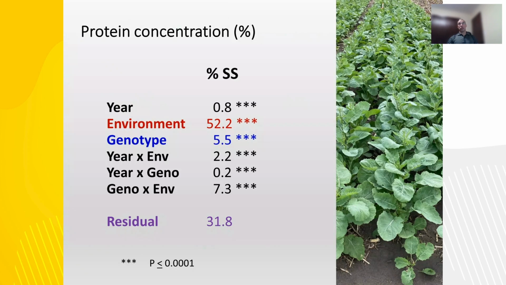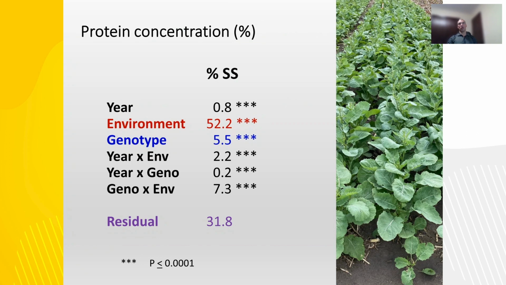So if we look at protein concentration within that data set, things look very different than they did for the on-farm data. In this case, we have a bit more information. Again, we have a year effect, in this case an environment effect, which would be the location, a genotype effect, and then the various interactions. And the good news here is that we're explaining about 70% of the data with our explanatory variables. Again, the year effect is relatively small. The genotype effect, although highly significant, only explains 5%, and even the genotype by environment interaction is only 7% of the total variation.